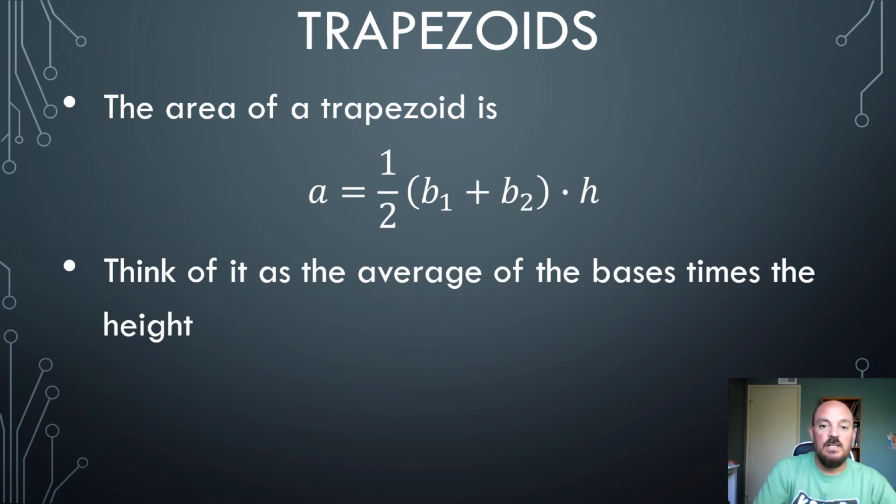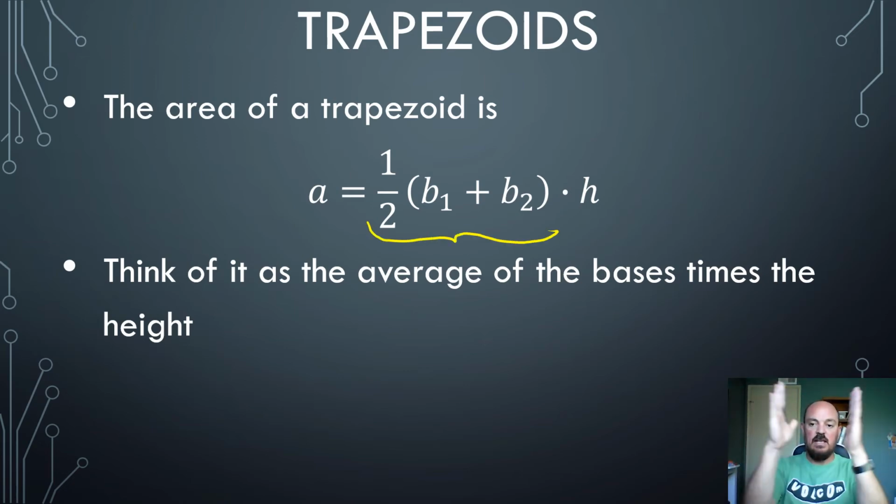Now here's a good way to think of it. This first part here, this 1/2 base 1 plus base 2, is saying I'm going to find the average base length. If one of my bases is short and one of my bases is long, I'm going to add them up and divide by 2 and I get exactly halfway in between the two. So then you take that number and you basically just do base times height again.